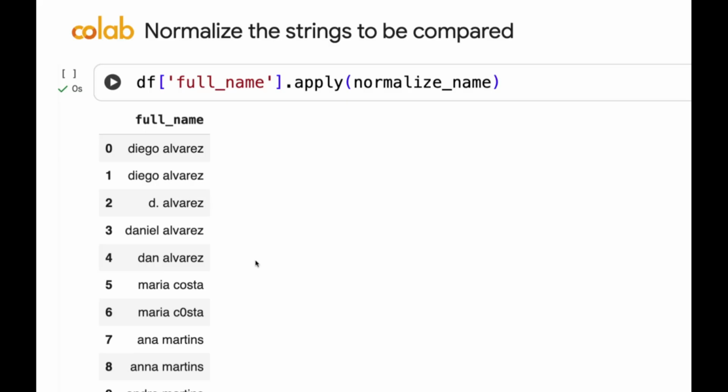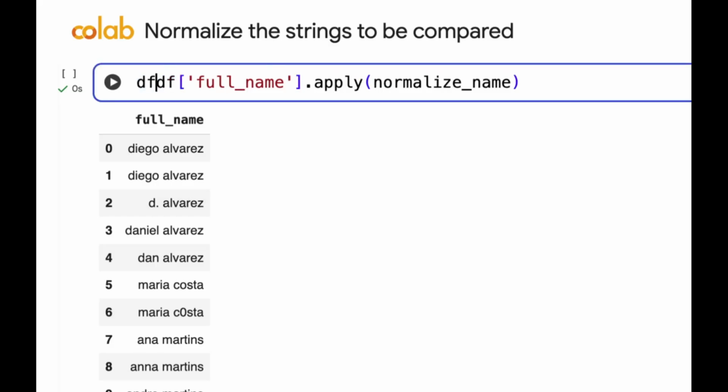And now clearly we can see row 0 and row 1 are duplicates, right? And then to make it just a bit nicer, let's create a new column, df. The new column name can be something like normalized name.